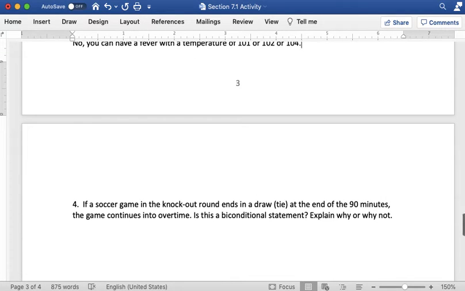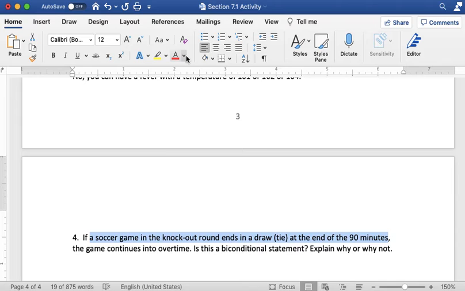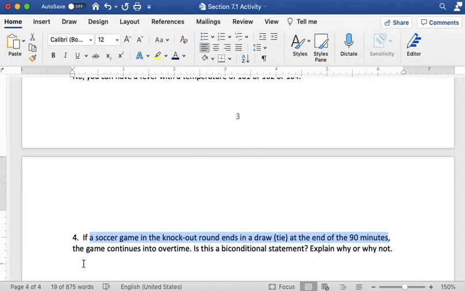And lastly, question 4. If a soccer game in the knockout round ends in a draw or a tie at the end of 90 minutes, the game continues into overtime. Is this a biconditional statement? So let's look at our if and our then. Our if, a soccer game in the knockout round ends in a draw at the end of 90 minutes. So a soccer game has ended in a draw or a tie. And then our then, well, the word then isn't here, but it's sort of implied. Then the game continues into overtime.